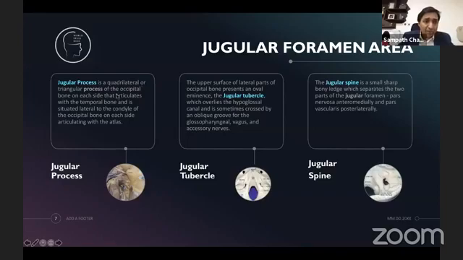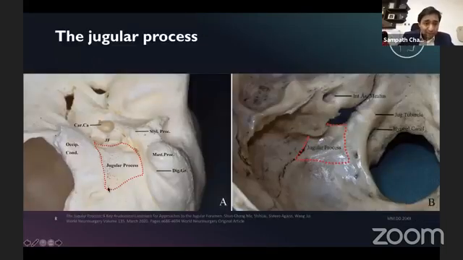The jugular process is a quadrilateral or triangular process of the occipital bone, not the petrous bone, the occipital bone on each side, that's between the mastoid tip or the digastric ridge and the occipital condyle. So this is the area we are looking at. This is called the jugular process. Sometimes there is a frank protuberance that lies between the digastric ridge or the medial aspects of the mastoid process and the occipital condyle. Why is this important?